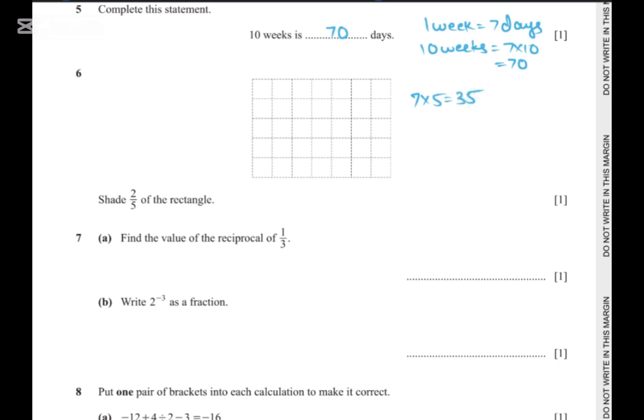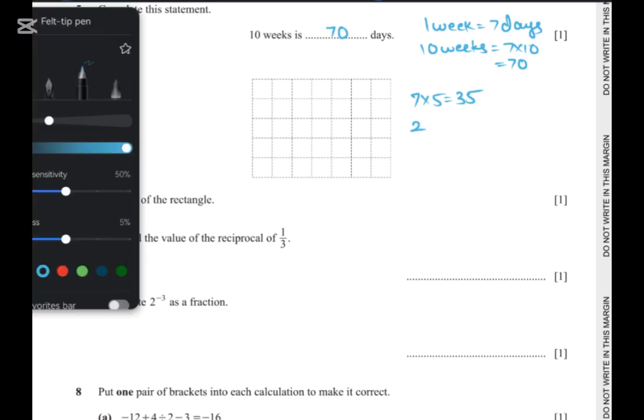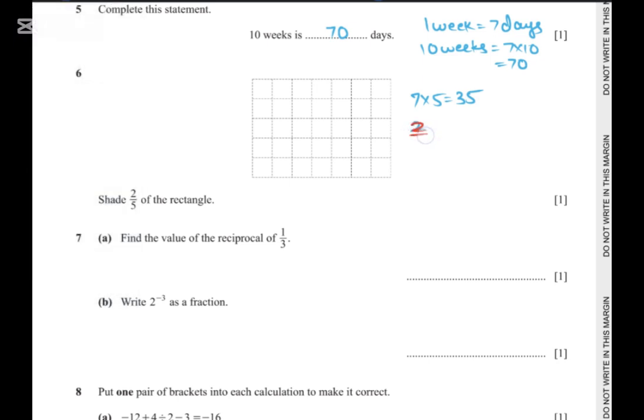So 2/5 of the rectangle will be 2/5 of 35, which will be 2 by 5 into 35. 5 sevens are 35, so 2 times 7 is 14. So this is shading to be done, 14 boxes. So you can shade one complete row which has 7 boxes like this, and also the second row of 7 boxes. So 7 plus 7, 14 boxes will be shaded. Or you can shade in your own way. That means you need to only shade 14 boxes. Question number 6 is done.